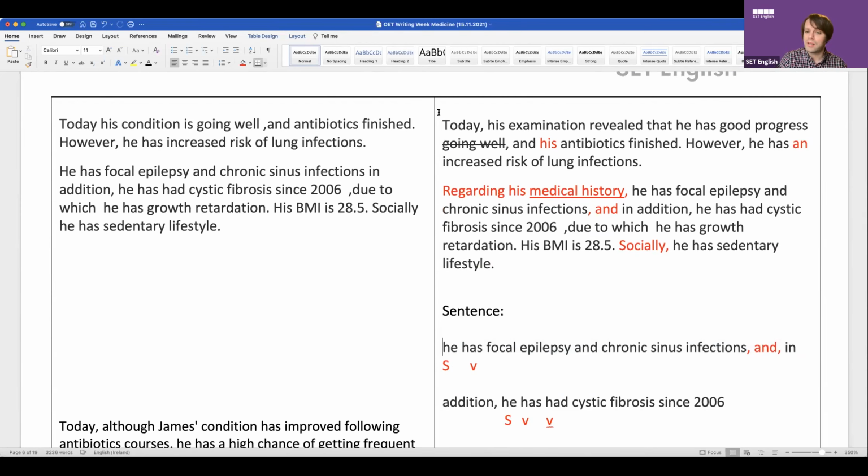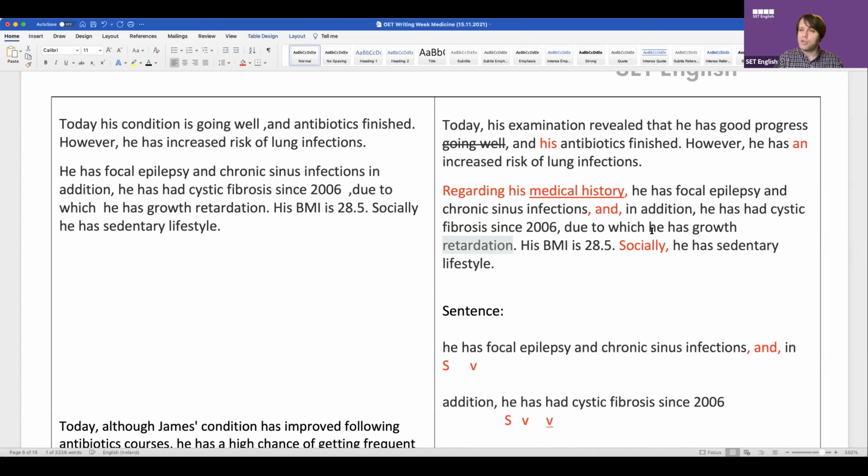Okay, so you've got to have your and. If you don't get this basic point, I'm going to repeat this tomorrow as well, then your sentence structure will be very bad. And it's very poor writing, okay? So, and, comma, in addition, he has cystic fibrosis since 2006. I'm sorry, I'm not trying to be negative about this person, okay? It's just very important. So due to which he has growth retardation.